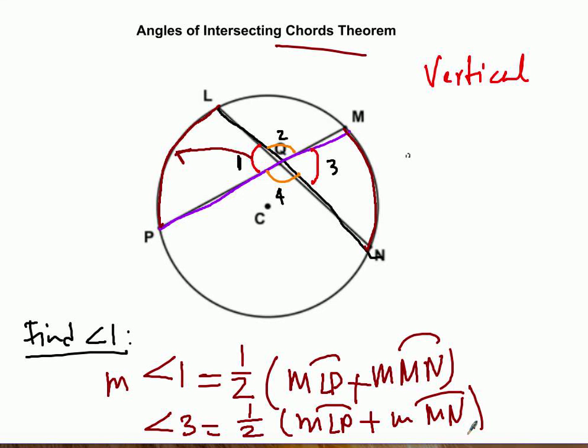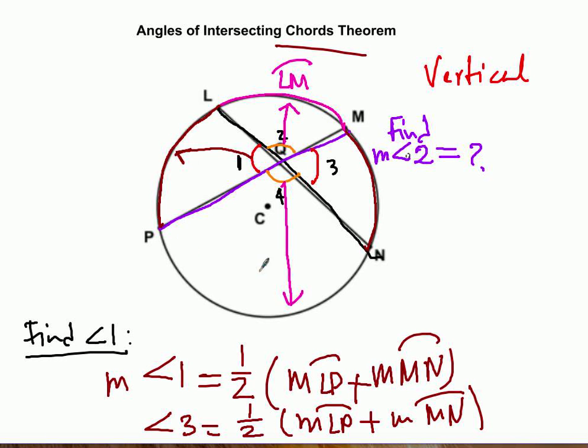Now let's say we want to find angle 2, and if we can find angle 2, we can find angle 4. In order to find angle 2, we have to look at the arcs that intercept angle 2. So we're going to look at this arc LM, and we're also going to look at the arc PN.